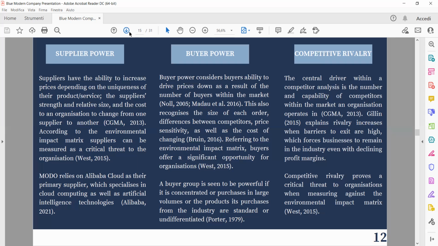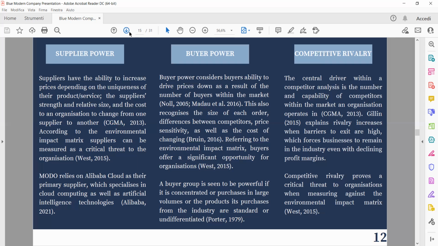Next, looking at the competitor rivalry, the number and capability of competitors within the market an organisation operates in is central to a competitive analysis. Rivalry increases when barriers to exit are high, which forces businesses to remain in the industry even with declining profit margins. Competitive rivalry proves a critical threat to an organisation when measuring against the environmental impact matrix.